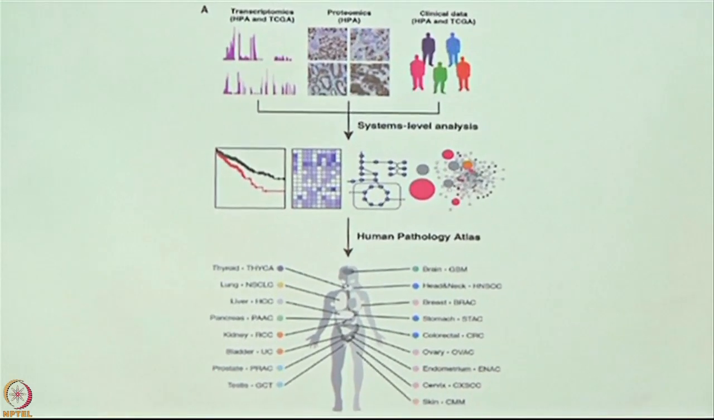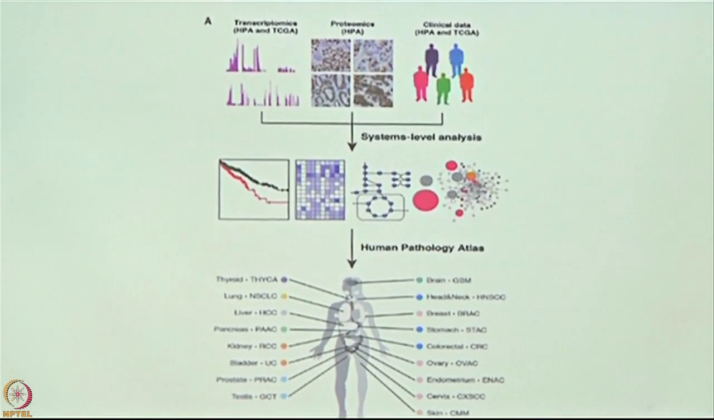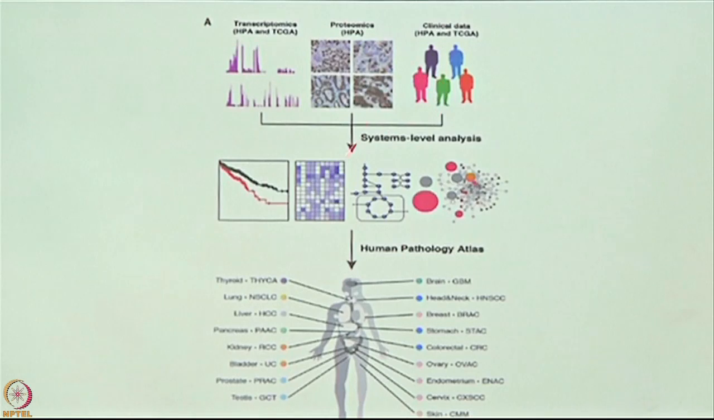How do you determine that whole chain? So, the transcriptomics was taken from the Cancer Genome Atlas and the HPA. The HPA contains the immunohistochemistry stained images, and the clinical data was got both from HPA and the Cancer Genome Atlas. A systems level analysis was done that gave rise to the Human Pathology Atlas. So, when you look at this diagram on the website, you can click any of these cancers and you'll be taken to that data.